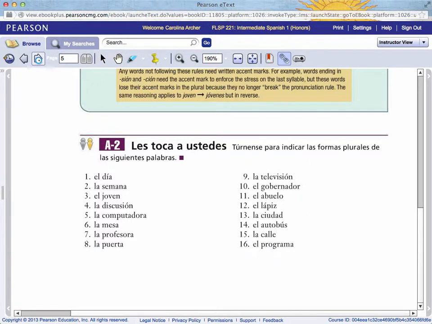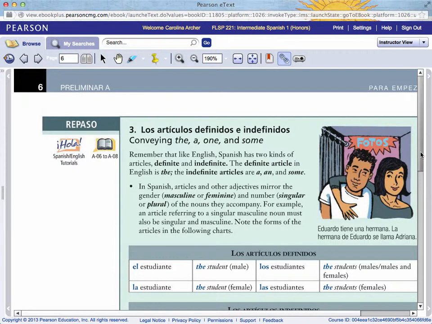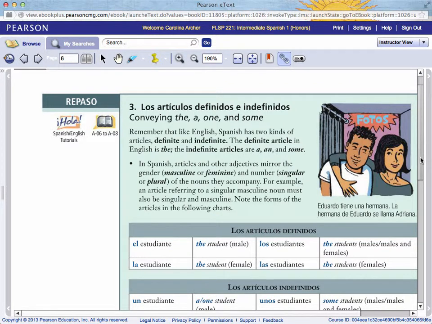Okay, then we have los artículos definidos y los artículos indefinidos. This is to convey the, one, or some, okay? Just like in English, Spanish has two kinds of articles, the definite and the indefinite. The definite article talks about something that is specific, that's why it's called definite. And the indefinite articles talk about something that is not specific. When you say I have a sister, or I'm going to study or read a book, you're not talking about a specific book. But if you say I'm going to study the book, you're talking about a specific book, okay?